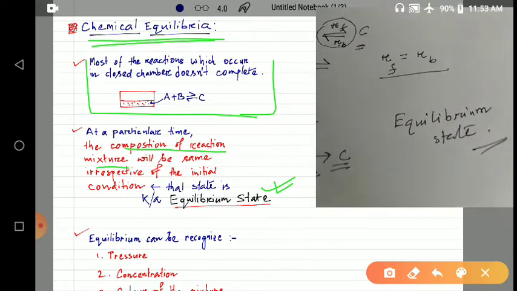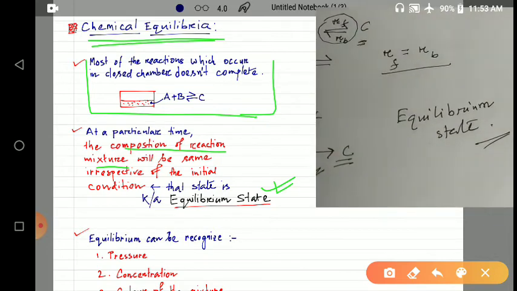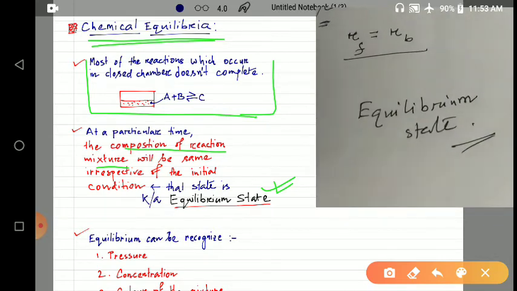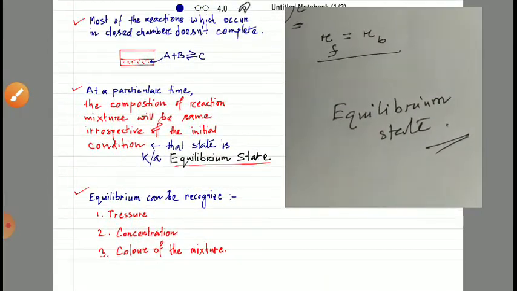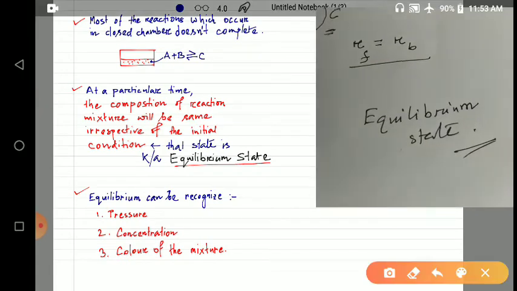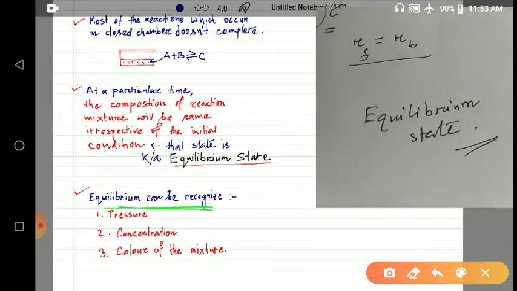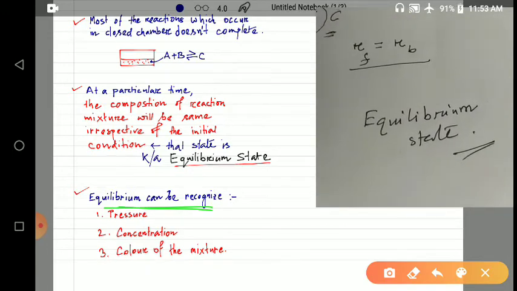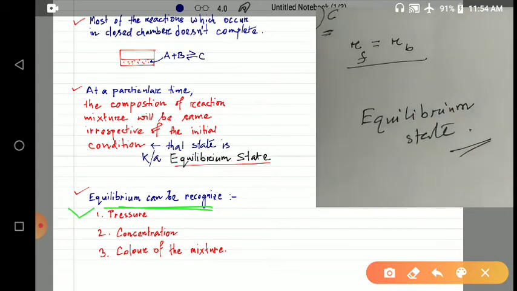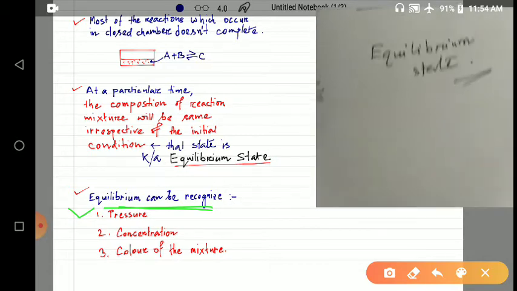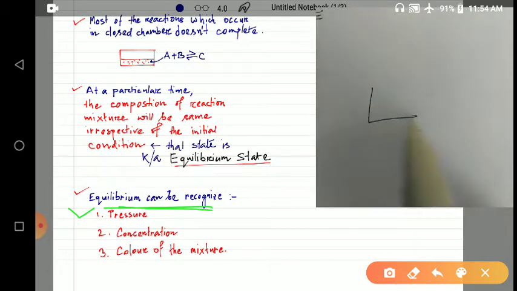Equilibrium state. So we are able to understand the term equilibrium state. What factor is going to determine the equilibrium state? Actually, the equilibrium state can be recognized by measuring the pressure difference if some gaseous reactions occur. Let's suppose A is a gas and B is also a gas, and it will give you gas C.